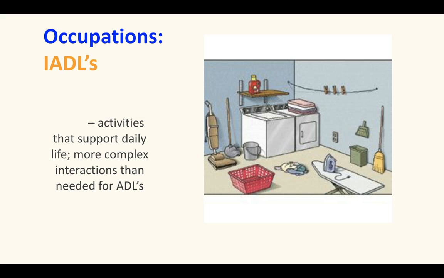So one would be the care of others. So if you're caring for other individuals, family or friends, caring for a dog, taking care of a pet. Child rearing, meaning that you're raising a child, you're raising children. That's also a component of IADLs.